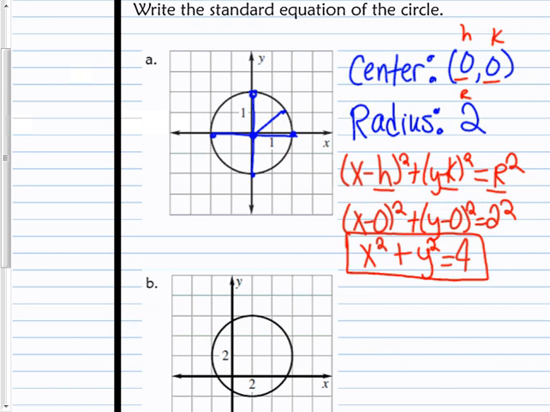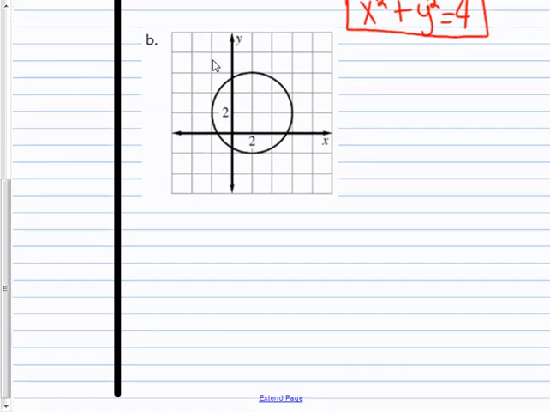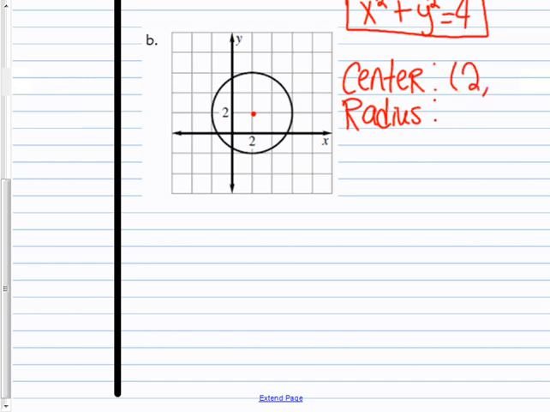Let's go ahead and try letter B. What are the two things that we need? We need the center of the circle and we need the radius of the circle. The center of the circle is right there. Looking at that graph, you can tell that each square is counting by 2. So the center of that circle is (2, 2): 2 on the x-axis and 2 on the y-axis. The radius is from the center to a point on the circle, so that would be a radius of 4.